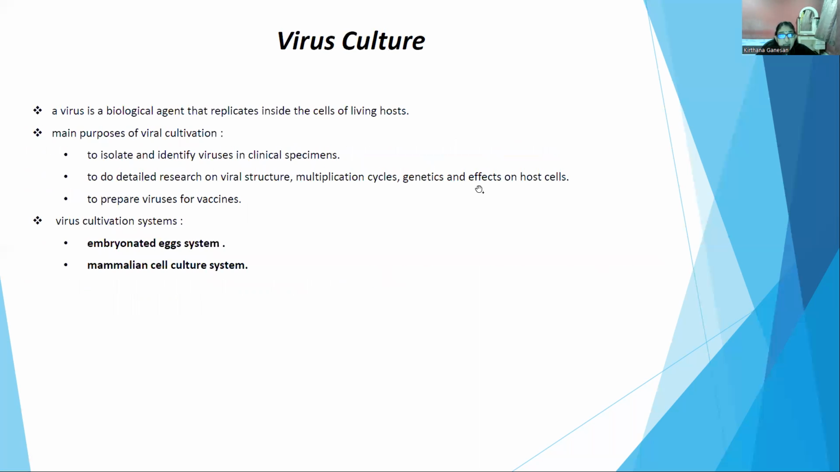Virus culture. A virus is a biological agent that replicates inside the cells of living hosts. The main purposes of viral cultivation are to isolate and identify viruses in clinical specimens, to do detailed research on viral structure, multiplication cycles, genetics, and effects on host cells, and lastly to prepare viruses for vaccines. So there are two types of virus cultivation system. Firstly is the embryonated egg system, and secondly is the mammalian cell culture system.